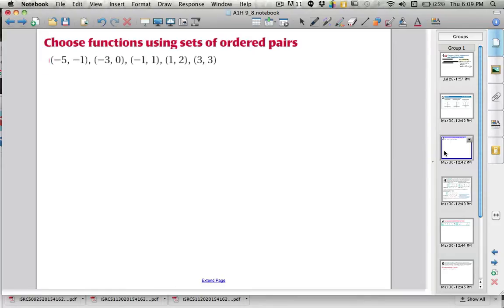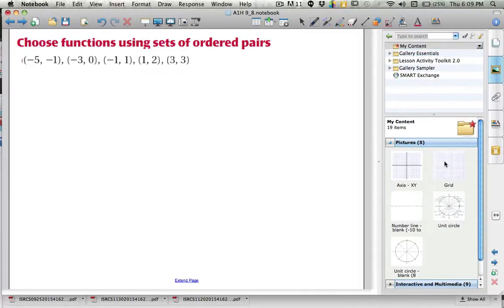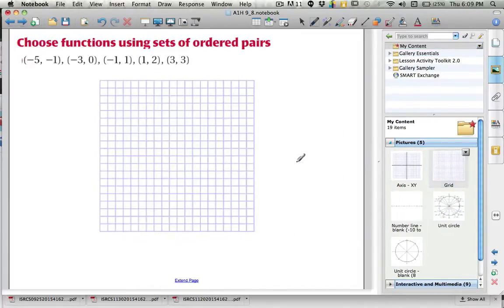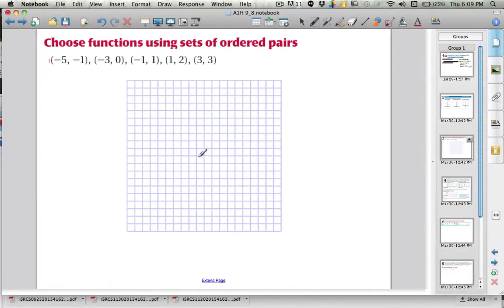So if we wanted to take a look at what our function is like by using ordered pairs, one of the things we might do is we might go ahead and graph the ordered pairs and see what we get. So let's go ahead and do that. And I'm going to go ahead and drop in a couple axes here.